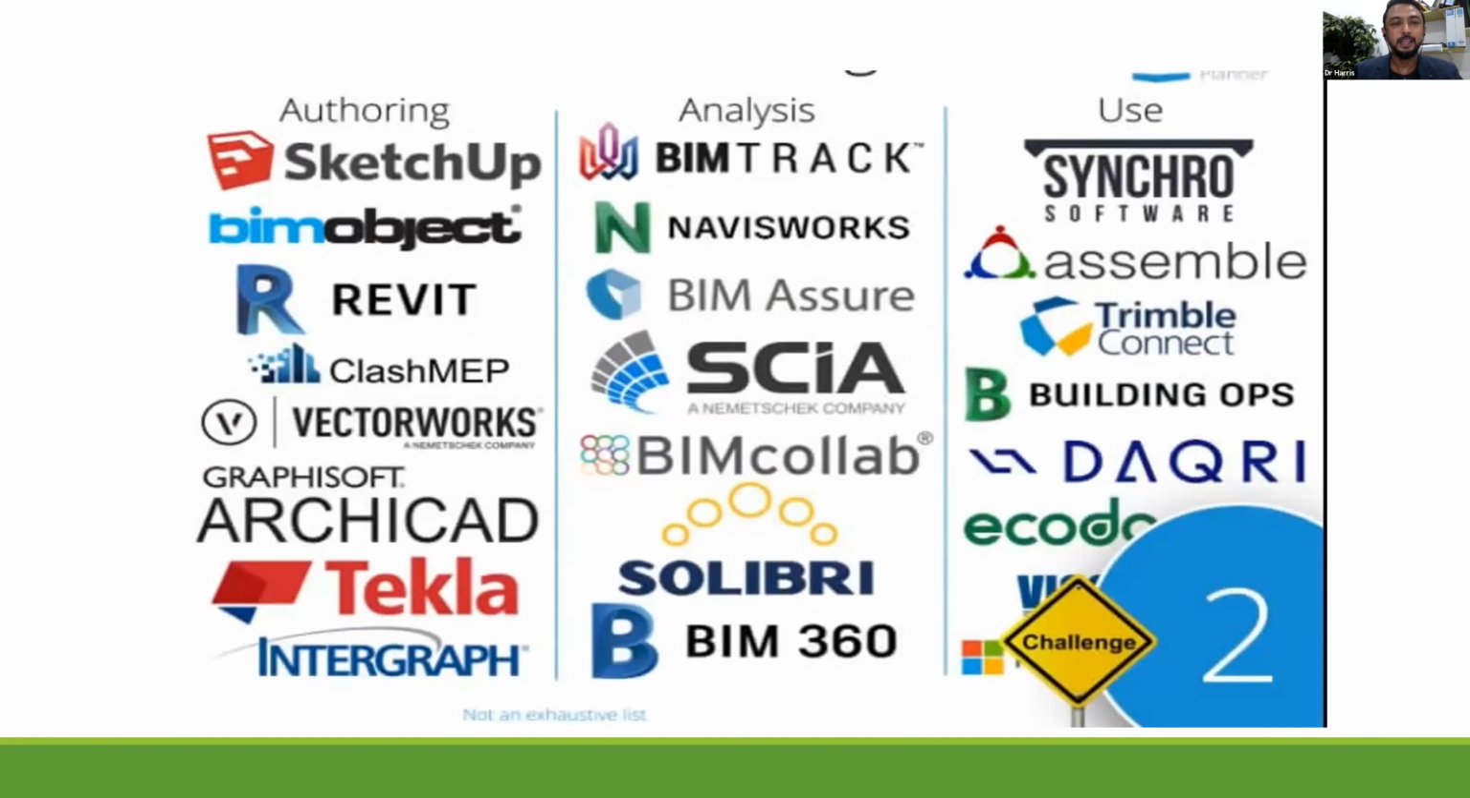So on the technology side, we got a lot of software. We call it authoring tools. We have Revit as one authoring tool, Graphisoft Archicad, Tekla, Intergraph, and all these are authoring tools. And then you got analysis tools on the software side. Navisworks, if you use Revit, then you use Navisworks as an analysis tool. Then you got BIM Collab, Solibri, BIM 360 as collaboration tools. And then for other uses, like Synchro is 4D. All these are software that are being used in BIM implementation worldwide.